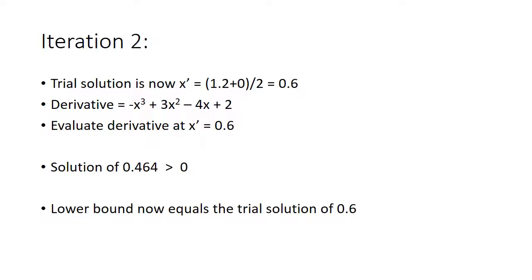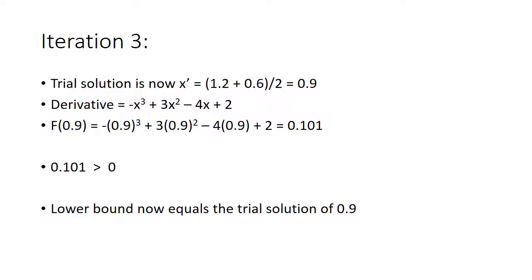So in the last iteration, our solution was less than 0, and we changed the upper bound. In this case, because the solution is positive or greater than 0, we're actually going to change the lower bound. So the lower bound is now going to equal our current trial solution of 0.6. So the upper bound is going to be 1.2, and the lower bound is going to be 0.6. And we will check our stopping rule here. 1.2 minus 0.6 is 0.6, which is still greater than 0.08. So we move on to iteration 3.